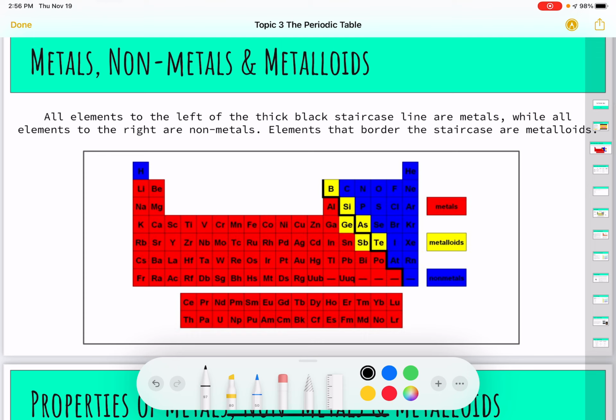All elements to the left of that thick black staircase that you can see right on this diagram are considered metals, while all the elements to the right are nonmetals. And elements that border that staircase are known as metalloids. So they're sort of like a mixture there, but not really a metal, not really a gas. That's the staircase that goes along the periodic table. I've mentioned that in class as well, but that's how it's distinguished. So there's a whole lot more metals on the periodic table than there are non-metals.